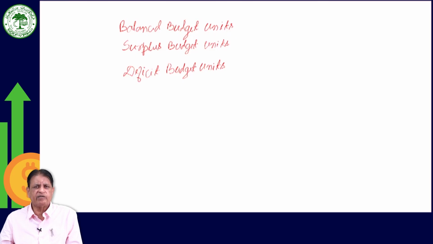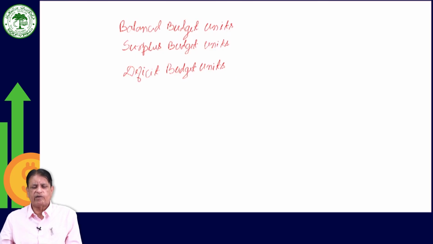Similarly, who are the deficit budget units? The firms, the business units, they are the deficit budget units. But not necessarily all business units or firms may be deficit budget units. Even some of the households may be deficit budget units. But nevertheless, usually business units or firms are deficit budget units.